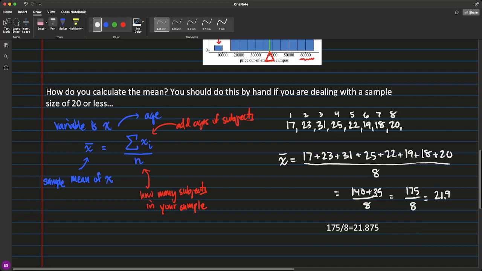Let's do 21.9. So what does this mean? It means that the typical age for the people in this sample is 21.9. So typically someone's about 22 years old, even though the ages range from as low as 17 to as high as 31. Obviously this is not very fun to do if you have lots of data, because you have to add up all the numbers and then divide. So if you have lots of data, you should use StatCrunch. Let me quickly show you how to do that.